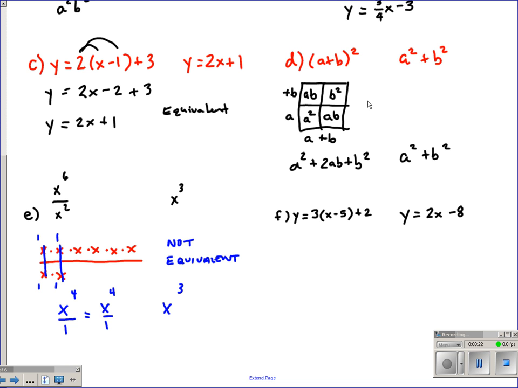And I forgot to write my answer for D. But that one was not equivalent either.